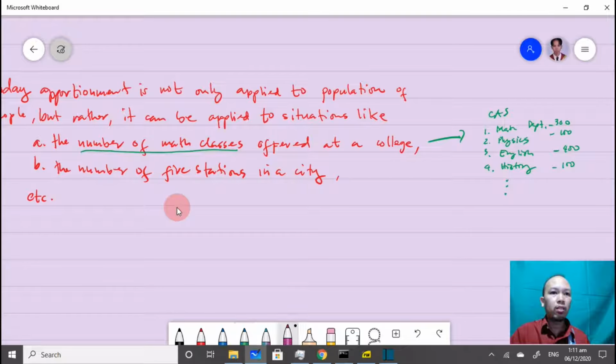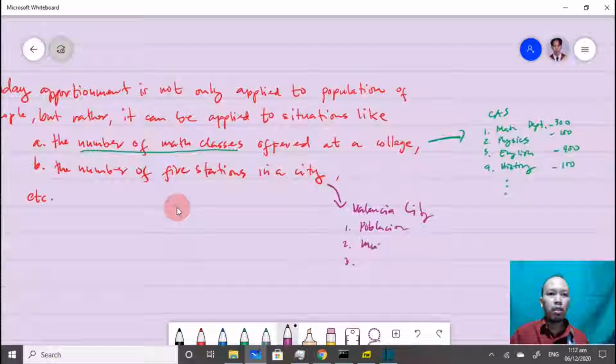For this one, let's try this color here. For example, we have a city, Valencia City, and then there are many barangays. Let's say Poblacion, and example Muswan, if Muswan is part of Valencia.